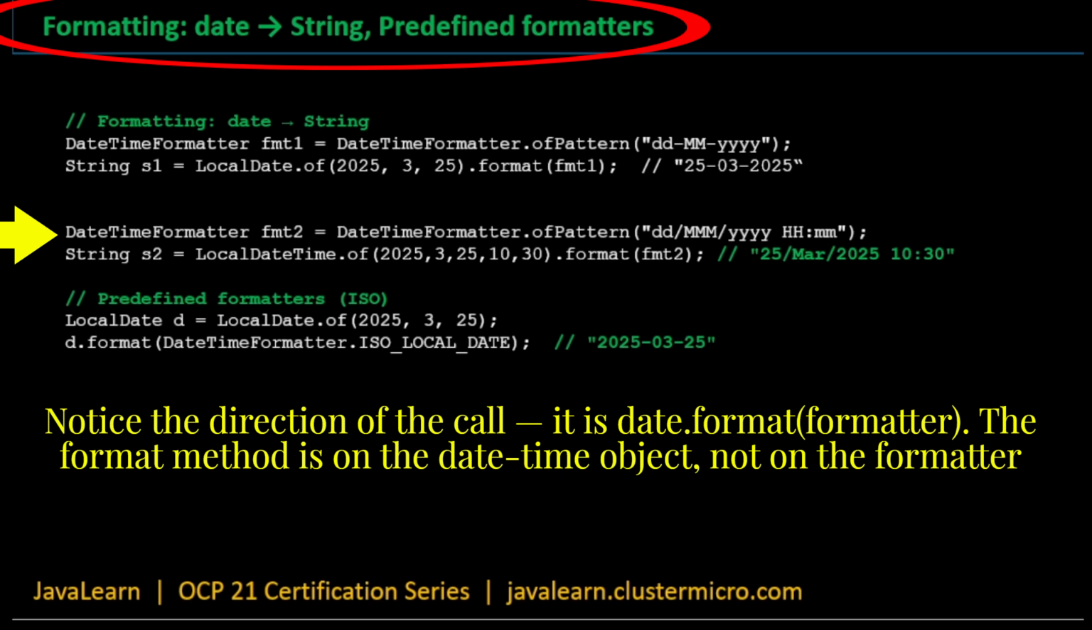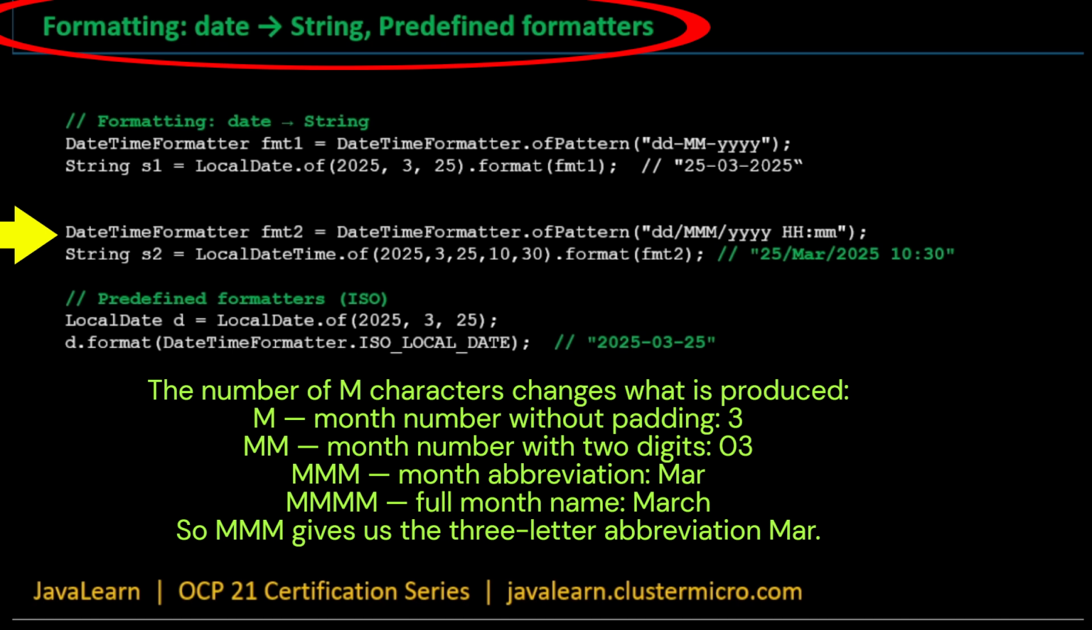This is where it gets interesting. The number of M characters changes what is produced. If we have M, then month number without padding, 3. If we have MM, then month number with 2 digits, 03. If we have MMM, 3 M's, then we have the month abbreviation, it will be MAR instead of March. And if we have MMMM, 4 letters of M, then we have the full month name, March. So MMM gives us the 3-letter abbreviation MAR.